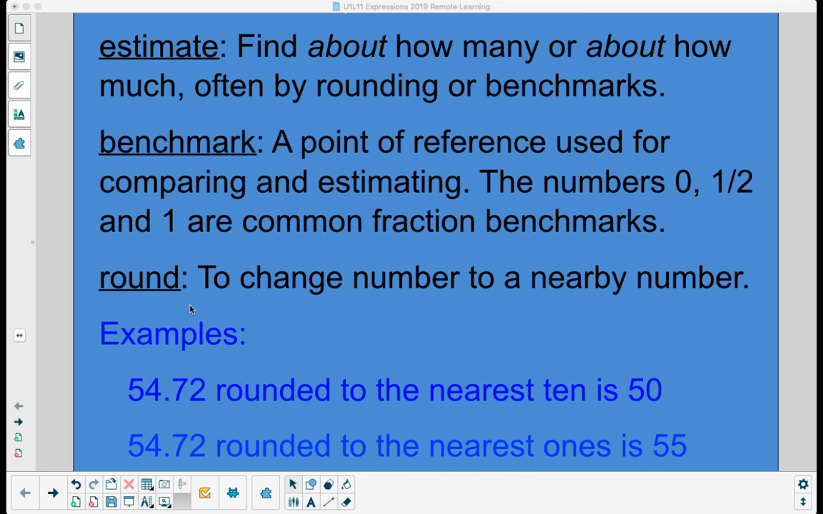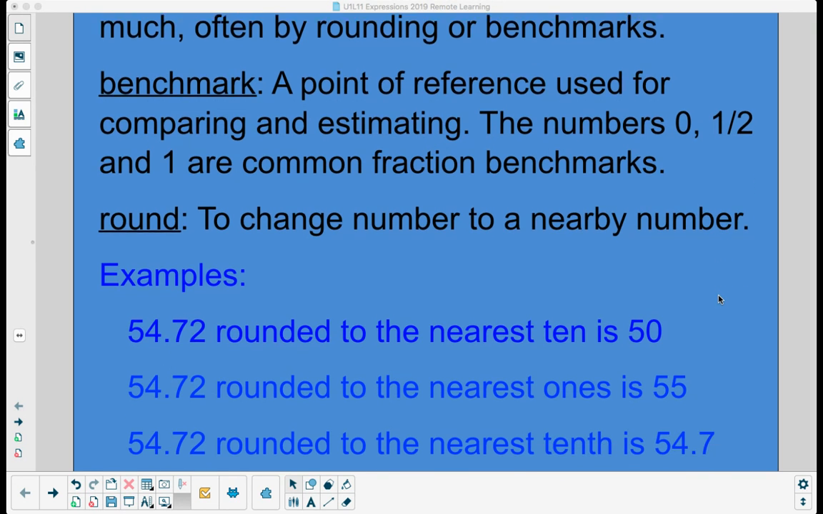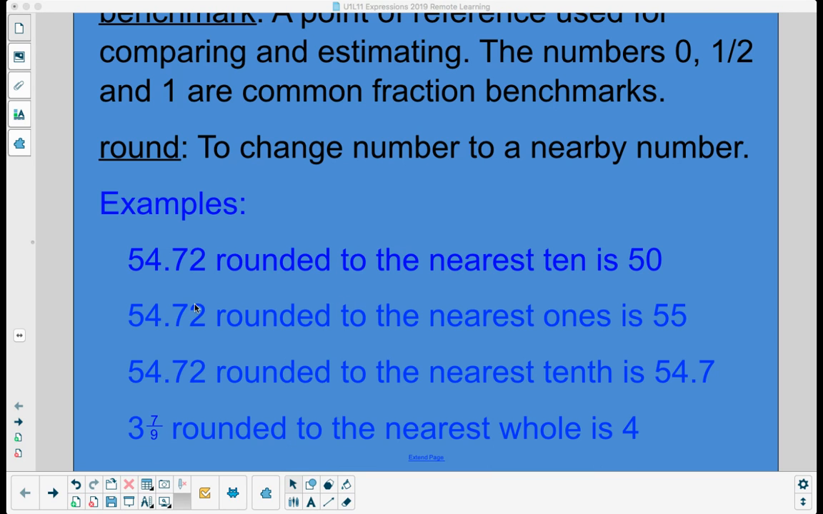Rounding you've used quite a bit. It's changing a number to a nearby number. When I use a benchmark, I use the benchmark to round my number. Examples of rounding. 54 and 72 hundredths rounded to the nearest 10 is 50. 54 and 72 hundredths rounded to the nearest ones is 55. And 54 and 72 hundredths rounded to the nearest tenth is 54 and 7 tenths.